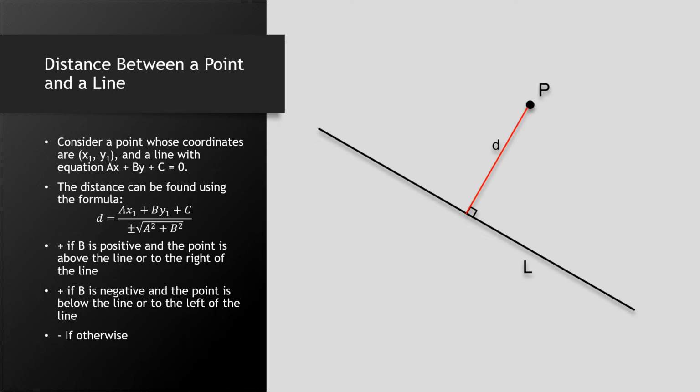Now the distance between a point and a line. Consider a point whose coordinates are x1 and y1 and a line with the equation ax plus by plus c is equal to 0. First you have to convert the equation of the line to this form: ax plus by plus c is equal to 0. The distance can be found using the formula ax1 plus by1 plus c, all over positive or negative square root of a squared plus b squared. So the coefficient of x, a, times the x coordinate of the point, plus the coefficient of y times the y coordinate of the point, plus the constant c, all over the square root of the sum of the squares of the coefficients a and b of x and y.